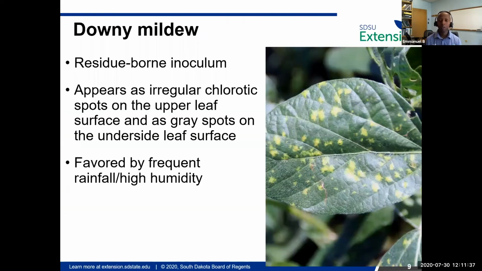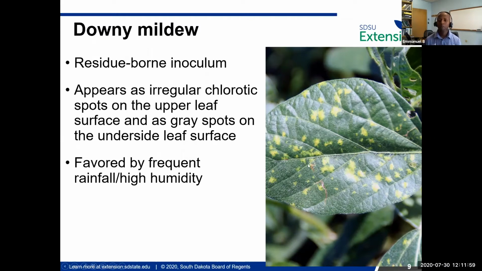Again, it's also going to be common where you have frequent rains, but where a variety is susceptible, where the disease sets in early, it can cause some significant disease development leading to yield loss. So keep an eye out there when you're scouting to see if you have downy mildew.